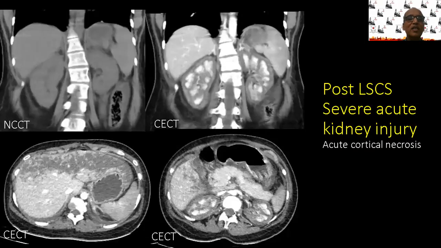A much more serious and irreversible condition: this patient we saw two weeks back, post LSCS with severe bleeding, hemoperitoneum, and acute kidney injury. This shows the typical appearance of acute cortical necrosis, where you find enhancement of the medulla and typical circumferential diffuse hypoenhancement of the cortex, a dreaded condition. The same is seen in the axial contrast enhanced CT. You also find large areas of hypoperfusion in the liver, probably liver ischemic infarcts as well.